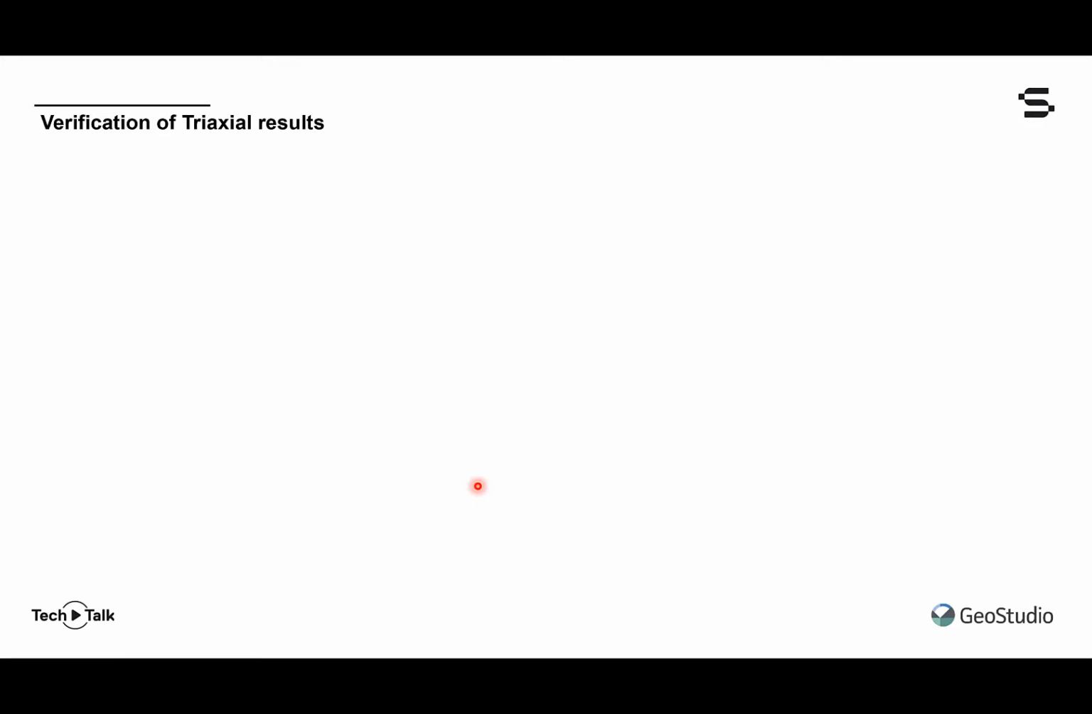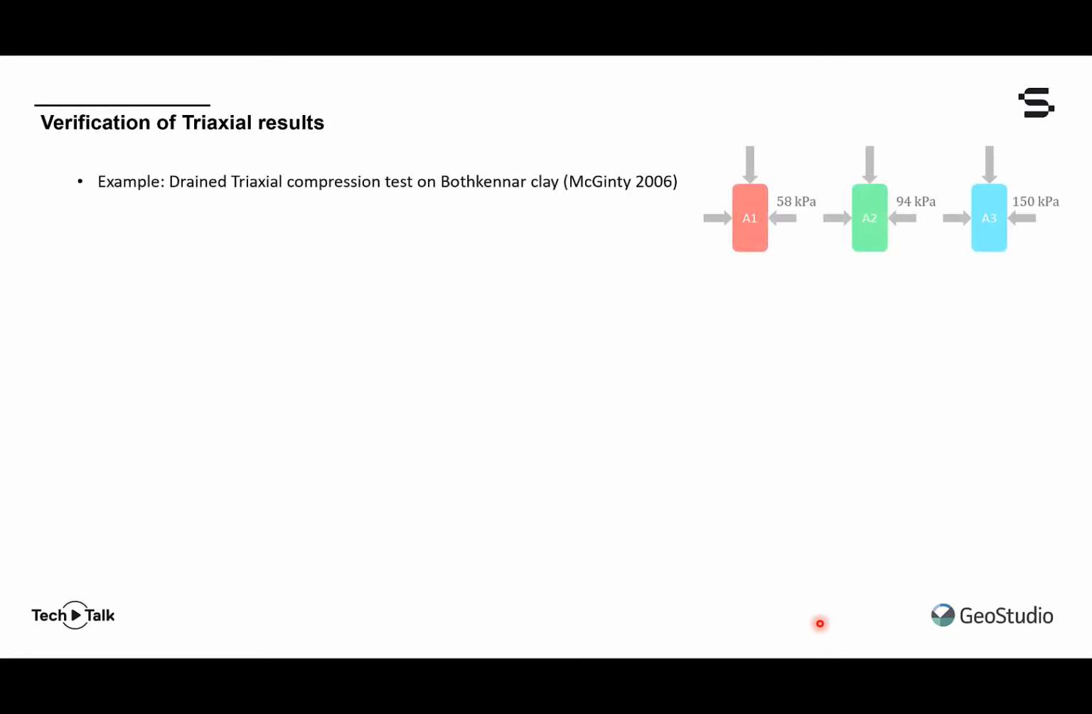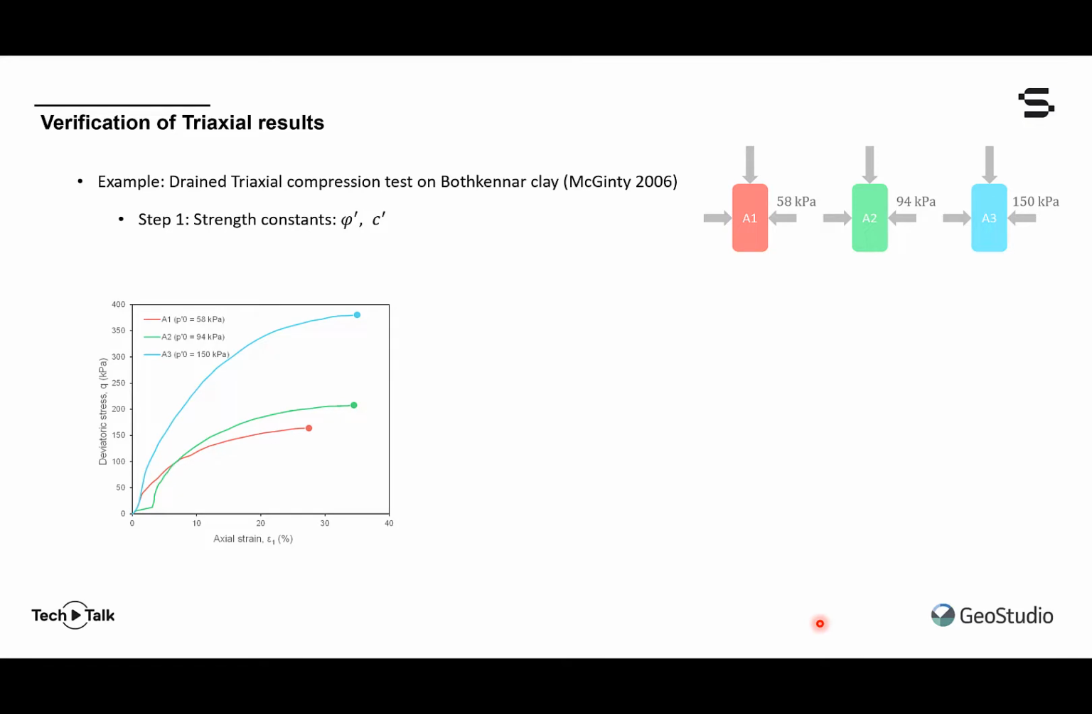So now, as an application of the step-by-step parameterization procedure, let us consider 3 triaxial compression tests on a clay that was conducted by McGinty in 2006. You can see here that we have 3 confining pressures: 58, 94, and 150 kilopascals. The effective friction angle and the cohesion of the soil are calculated in the first step of our parameterization procedure. The deviatoric compression stresses in these triaxial tests continued until failure was achieved.